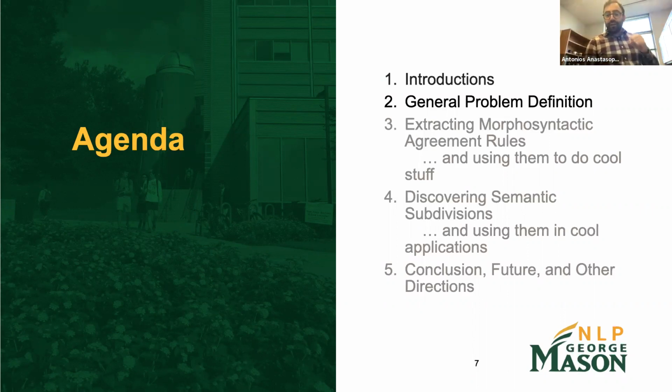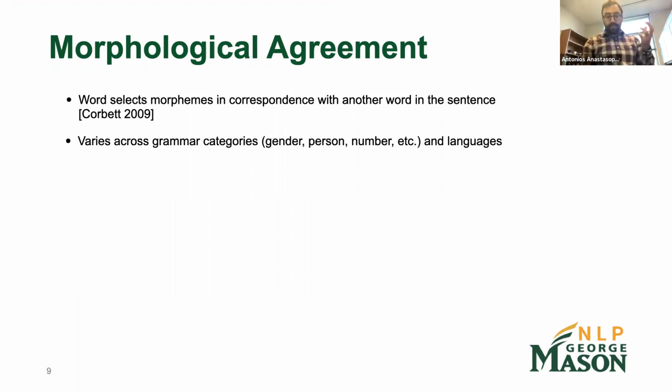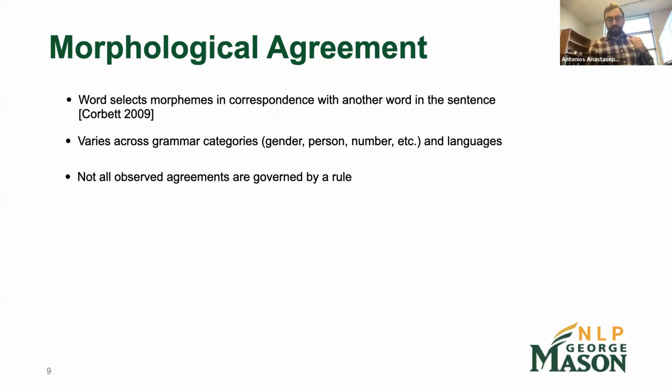So let's look first at extracting agreement rules, morphosyntactic agreement rules. What is morphosyntactic agreement? Basically, it's the phenomenon where one word will select its morphemes, so it will have a specific form in correspondence with another word in the sentence. This can happen for different grammar categories of morphemes: gender, person, number. It's common in many, many languages. I don't know if there's any language, except maybe some isolating ones, that doesn't have some sort of agreement.